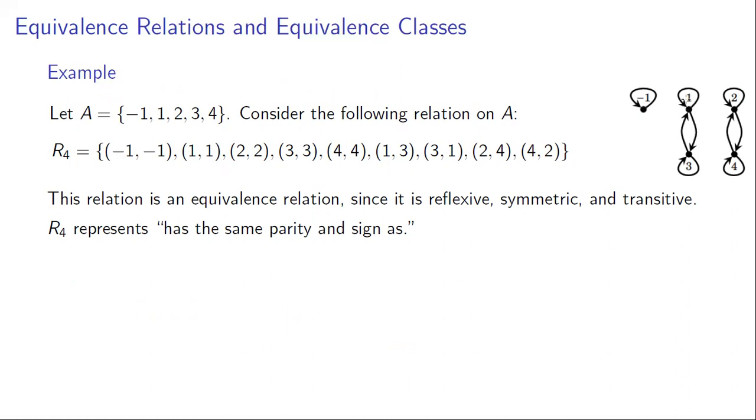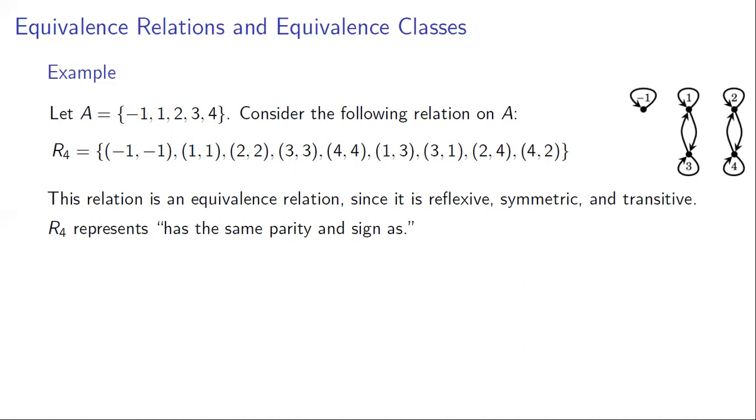Let's see. If you look at 1 here, right? So 1 has the same sign and parity as 3. It also has the same sign as 2, but not the same parity. But we're only counting things that have the same parity and the same sign as being related. So 1 is related to 3 and vice versa because they have the same parity and sign, but not 2. 2 and 4 are related, and so on.